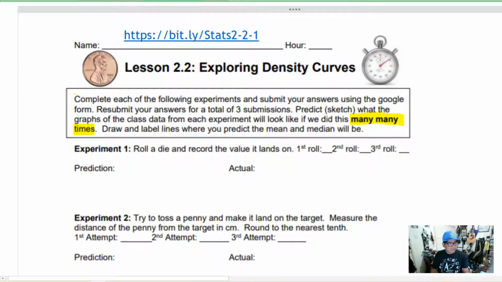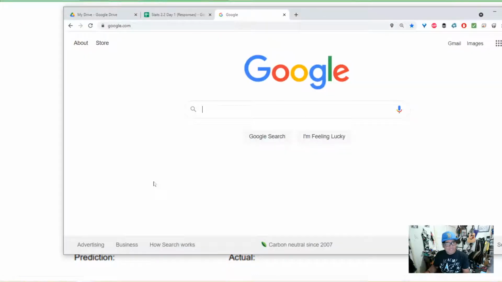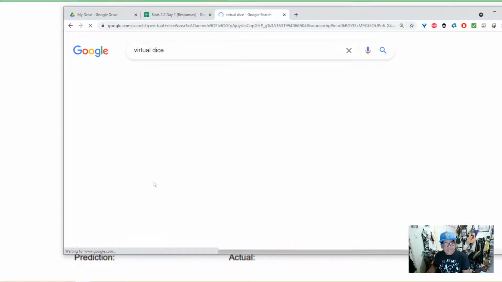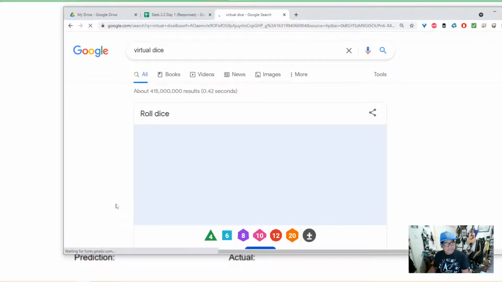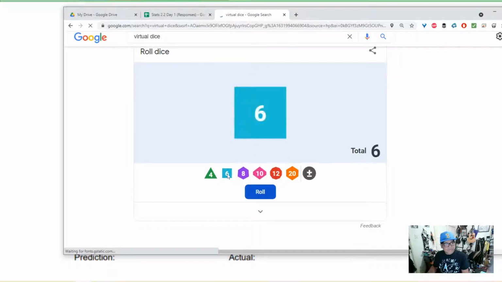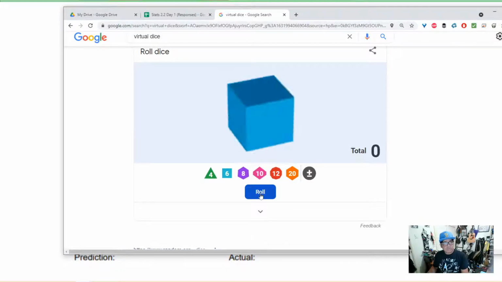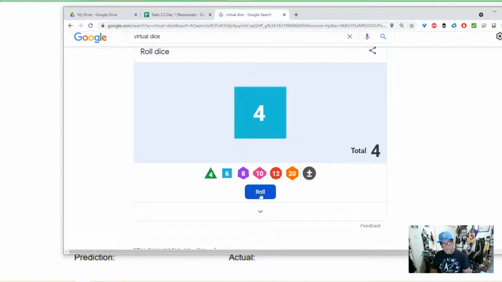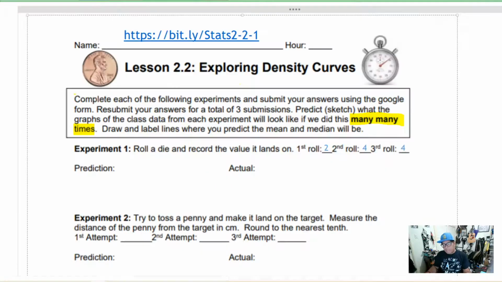Experiment 1 is to roll the die and record the value that it lands on. This is pretty easily done if we go to Google and search virtual dice. You don't even need real dice. We're going to roll a 6-sided die. We don't need 2 of them. We're just going to roll this one 3 times. So let's see what we get. We get a 2, 4, and a 4. So let's make our prediction.